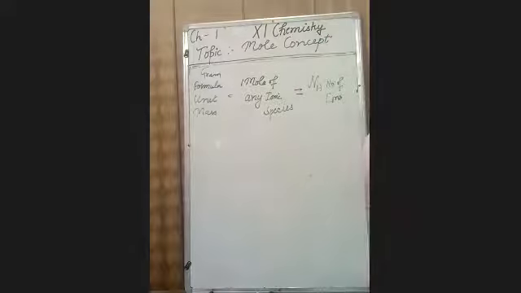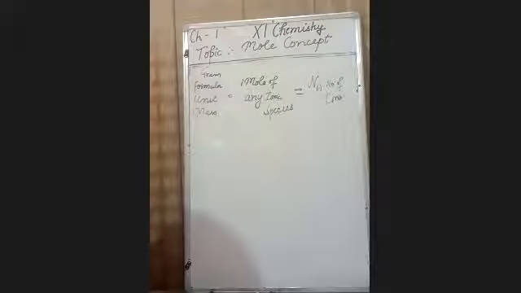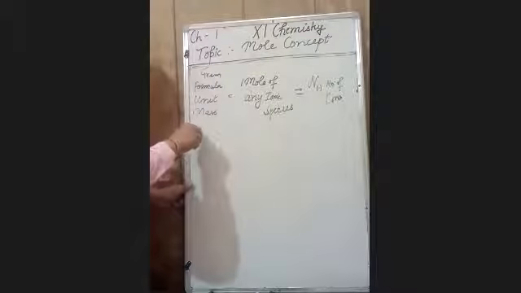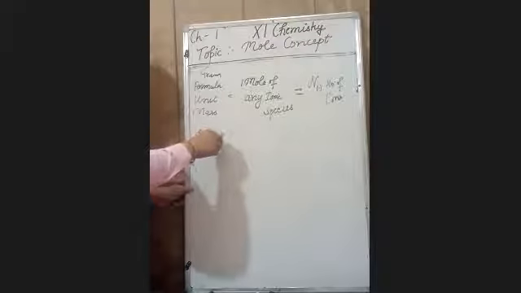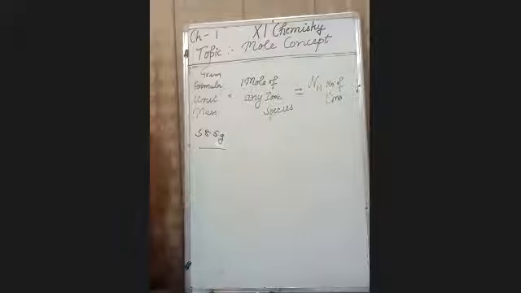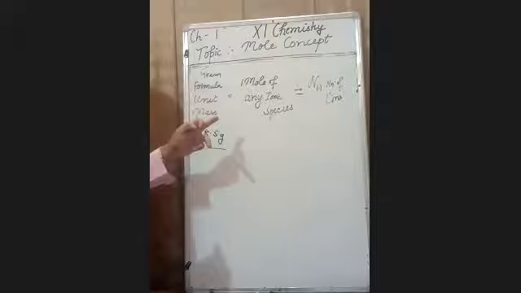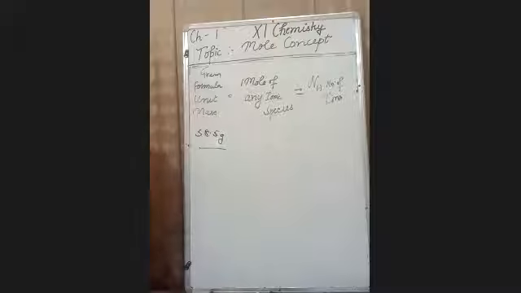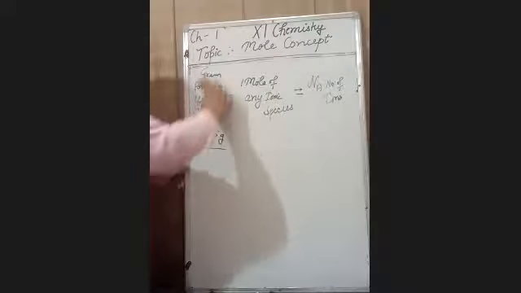Fine, if I will ask how many ions are present in 1 mole of NaCl, you will say 6.022 into 10 raised to power 23 sodium and chloride ions, which is equal to 58.5 gram per mole, because its gram formula unit mass is 58.5. 23 is for sodium and 35.5 is for chlorine.